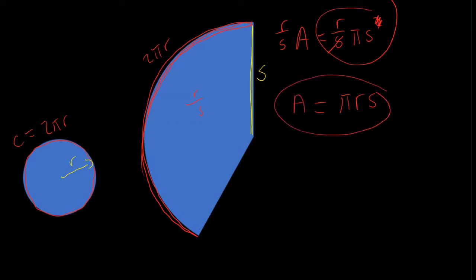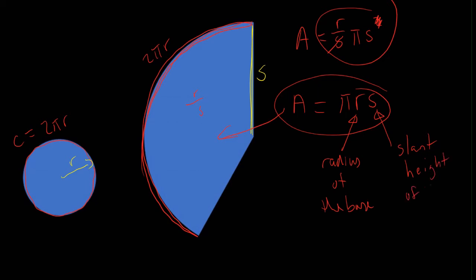The area of the sector is pi r s, where r is the radius of the base, and s is the slant height or slope height of the cone.